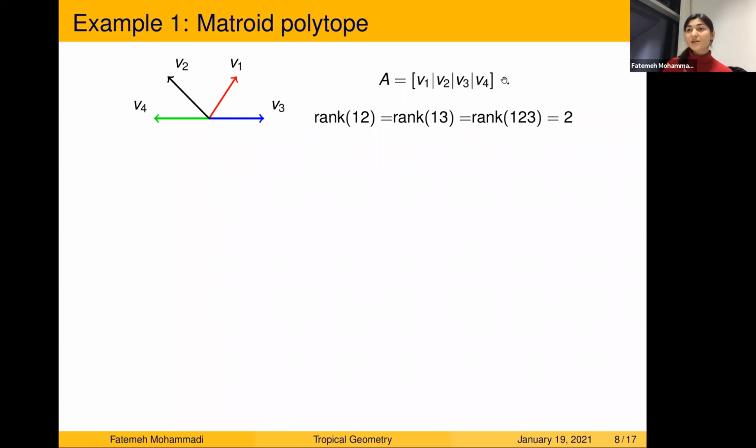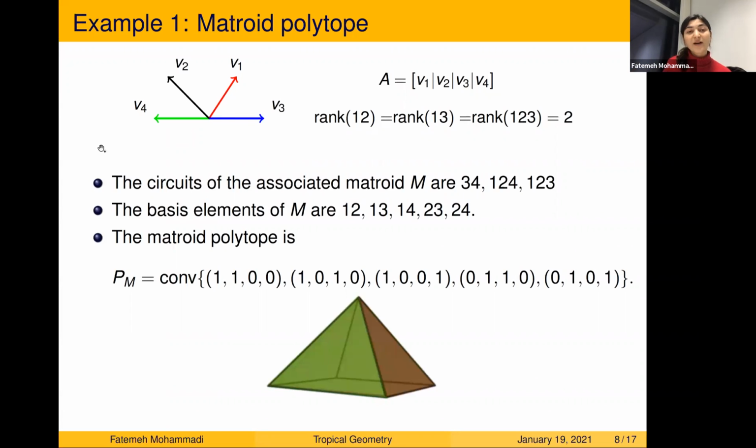So this is my matrix representing a matroid. All I need to do is look at the rank function. For example, vectors 1 and 2 are independent, 1 and 3 are independent, 2 and 4 are independent, but 3 and 4 are not independent. So that means the set {3,4} is a circuit, a minimal dependency. So the circuit of the associated matroid is the set {3,4}.